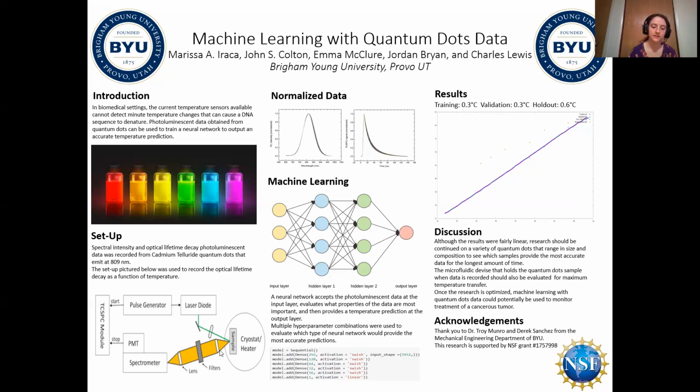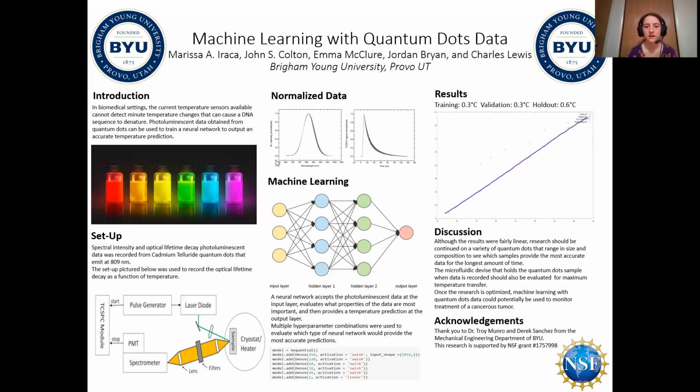The photons are then directed by a lens towards a set of filters. We use multiple filters to get rid of any excess noise from the laser beam and also so that only one photon passes through, since we're trying to record the lifetime of a single photon. This photon is then directed by another lens towards a spectrometer, which is set for the peak wavelength of the quantum dot sample. And then the photon is directed towards the PMT, which stands for photomultiplier tube, and the PMT is used to stop the TCSPC module.